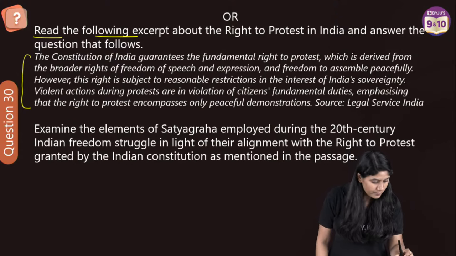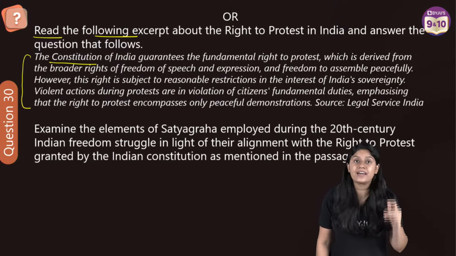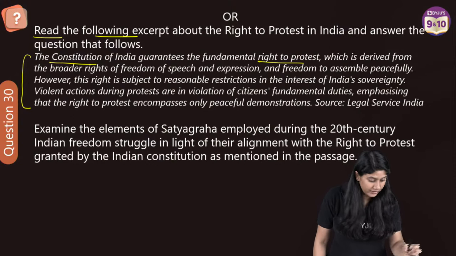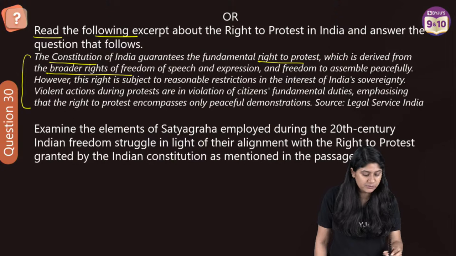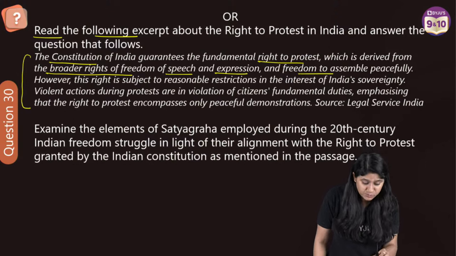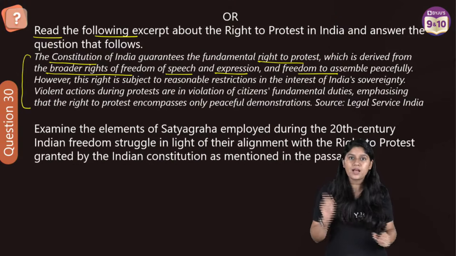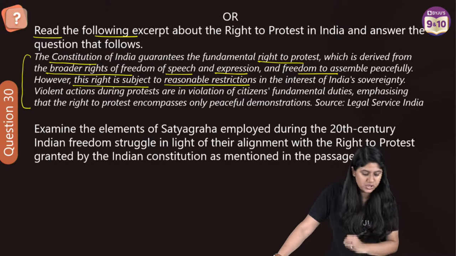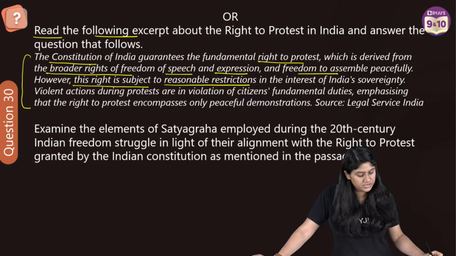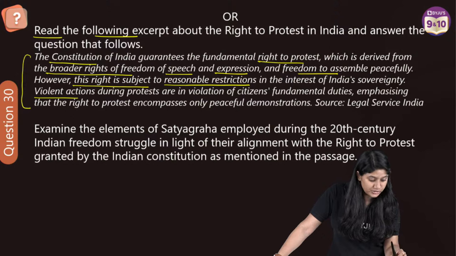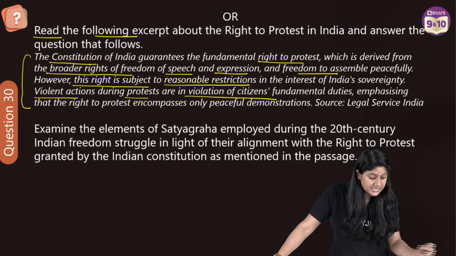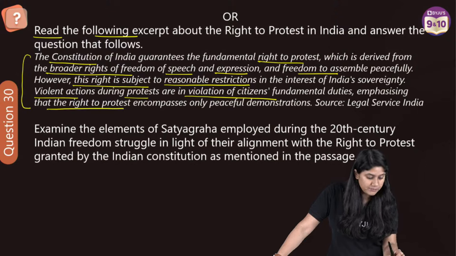The Constitution of India guarantees the fundamental right to protest, which is derived from the broader rights of freedom of speech and expression and freedom to assemble peacefully. However, this right is subject to reasonable restrictions in the interest of Indian sovereignty. Violent action during protests is a violation of citizens' fundamental duties, emphasizing that the right to protest encompasses only peaceful demonstration.